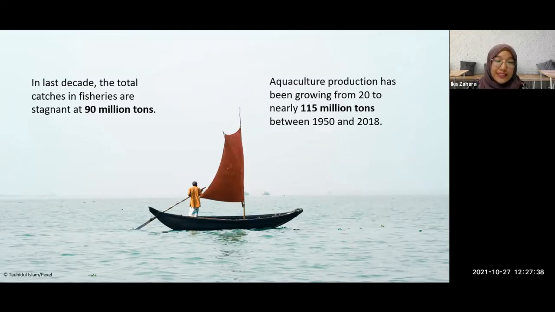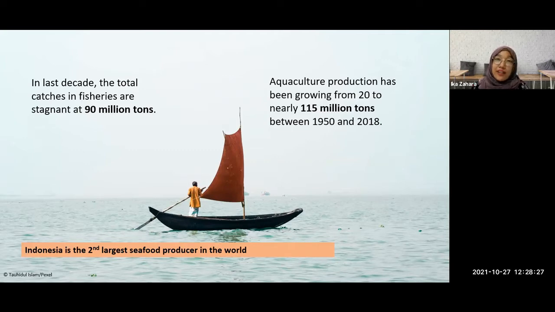Because as the data in this slide tells us, actually, total catches in fisheries are stagnant at around 90 million tons. Meanwhile, the aquaculture production has been growing pretty fast, from 20 to 150 million tons between 1950 to 2018. This staggering growth of aquaculture actually shows us that most of seafood consumption, especially in Indonesia, come from aquaculture in the fish ponds. Not to mention that Indonesia is also the second largest seafood producer in the world after China. So the aquaculture production has a very large contribution to our economy.